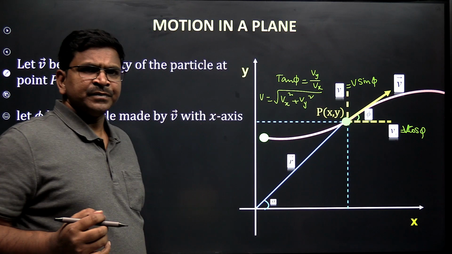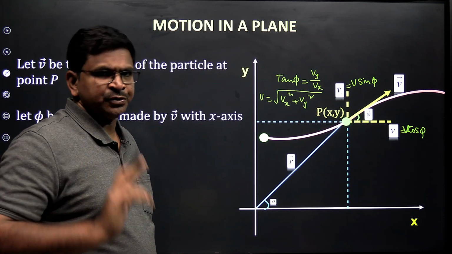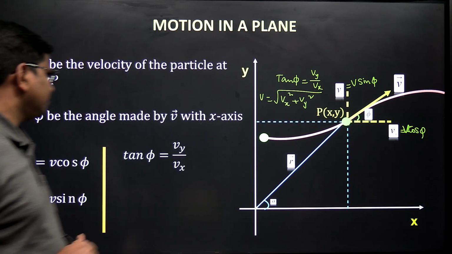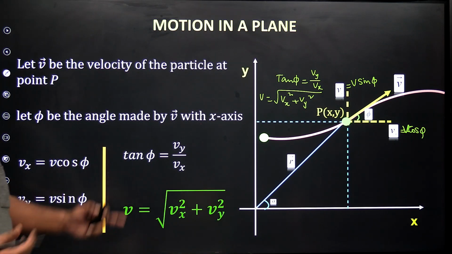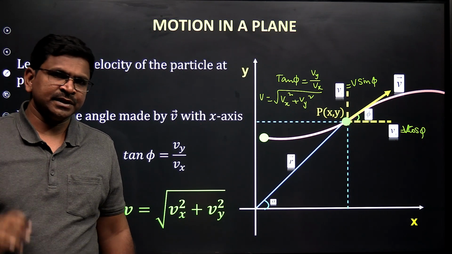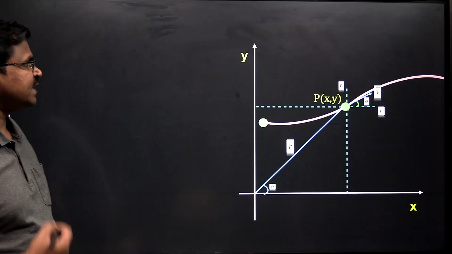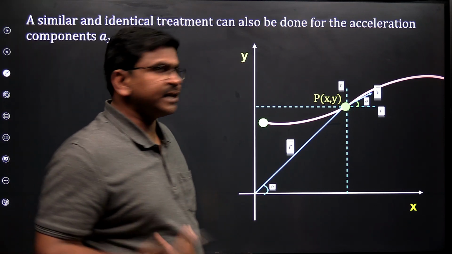Observe that the entire thing revolves around the concept of vector resolution. Simple idea. These are the formalities: vx is v cos phi, vy is v sin phi, tan phi is vy by vx, and v is square root of vx square plus vy square. And keep in mind, the same treatment can be done for acceleration also.